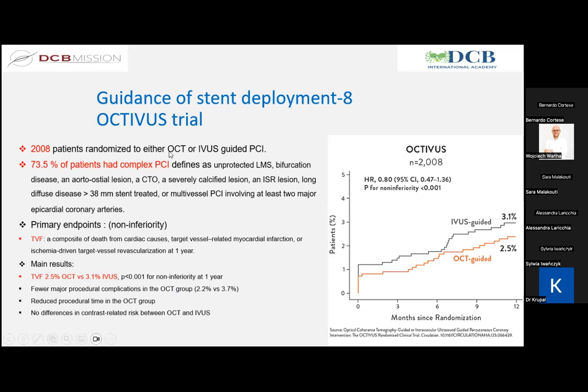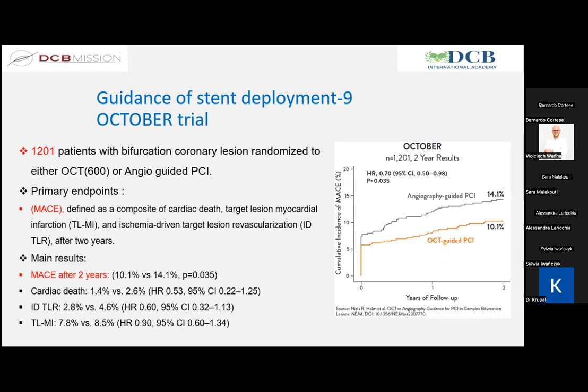73.5% of patients had complex BCI. The primary endpoint was non-inferiority of OCT versus IVUS. Target vessel failure, a composite of death from cardiac causes, target vessel-related myocardial infarction, or ischemia-driven target vessel revascularization at 1 year. The main result was that target vessel failure in the OCT group was non-inferior to IVUS. Also, OCT resulted in fewer major procedural complications and reduced procedural time, and there was no difference in contrast-related risk factors between OCT and IVUS.